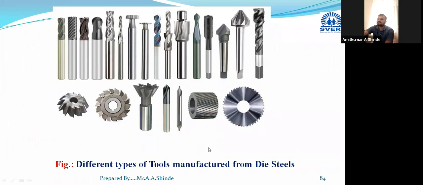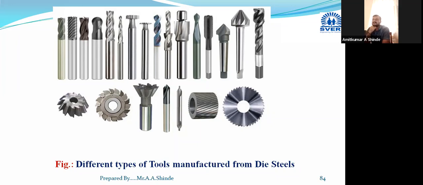And also, whichever dies are required for performing forging, extrusion, or deep drawing operation of the metals, or rolling operation of the metals, all those dies are manufactured with the help of these die steels. Okay. So in this way, in today's session, we have completed these four types: silicon steel, free cutting steel or free machining steel, maraging steels, and die steels.